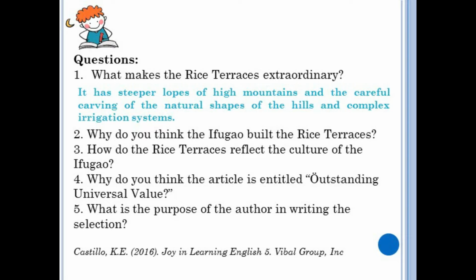Number 2, why do you think the Ifugao built the rice terraces? Number 3, how do the rice terraces reflect the culture of the Ifugao? Number 4, why do you think the article is entitled Outstanding Universal Value? Number 5, what is the purpose of the author in writing the selection?